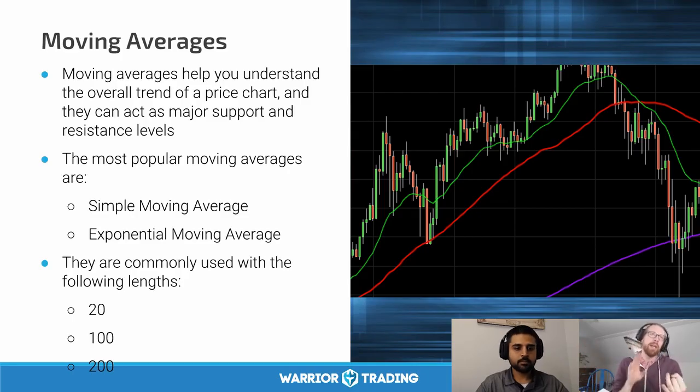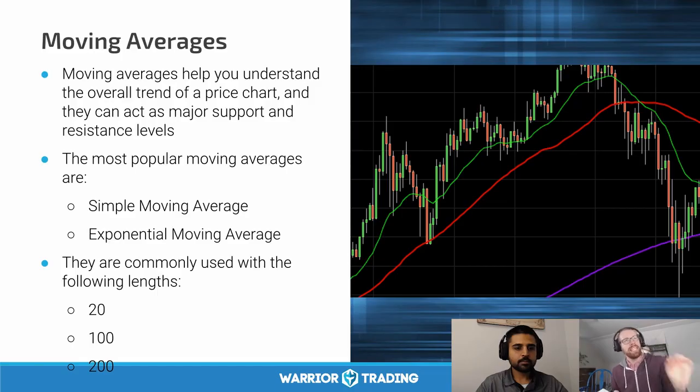So we use the 20, the 100, the 200. For me, as an active day trader, I also use the 9 because it's an even shorter period. So it's telling me the average price of just the last 9 candles. So those are moving averages. Now, within moving averages, we have 2 different types. We have the simple moving average, which does exactly what I just said. It's the average price over the last X number of candles.